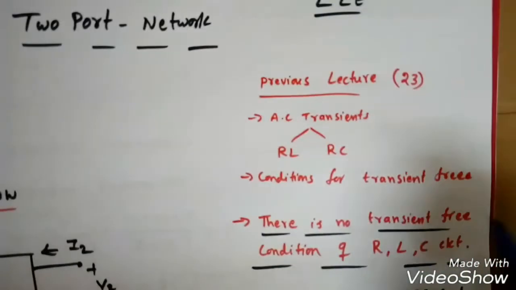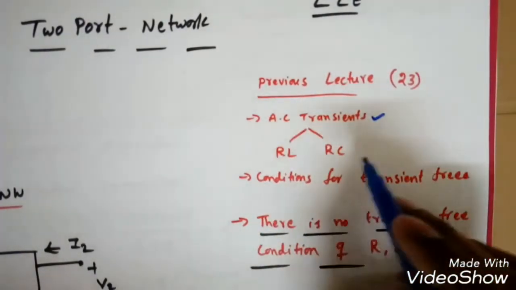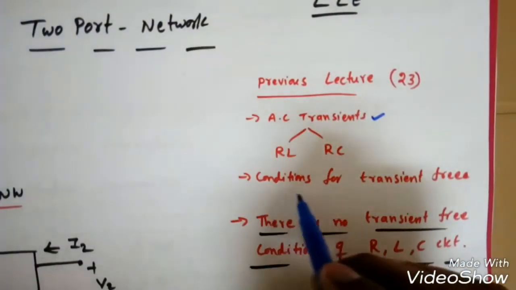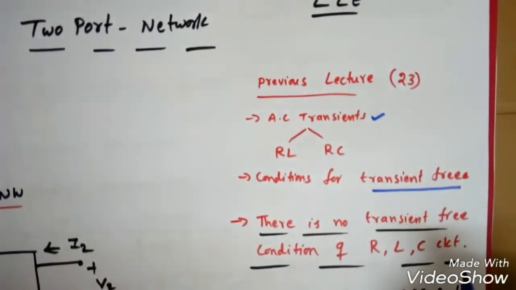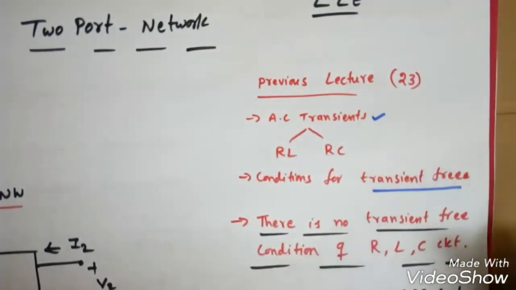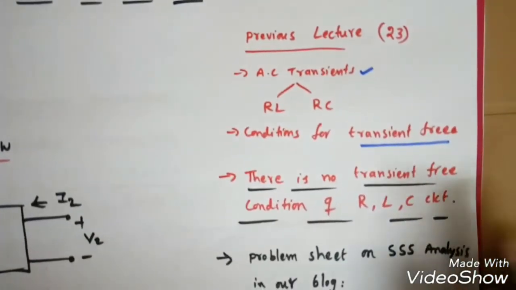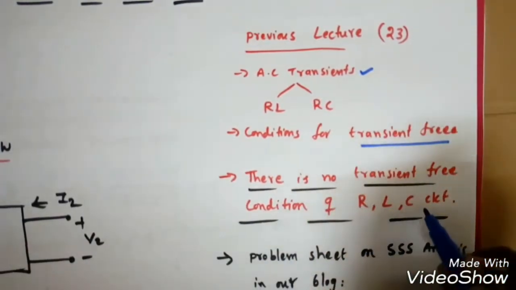In the previous lecture we have seen AC transients for RL and RC networks, and we found some conditions for transient-free response. So what are the conditions to make it transient free for either an RL or RC network? And one point we have to remember is that there is no transient-free condition in an RLC network.